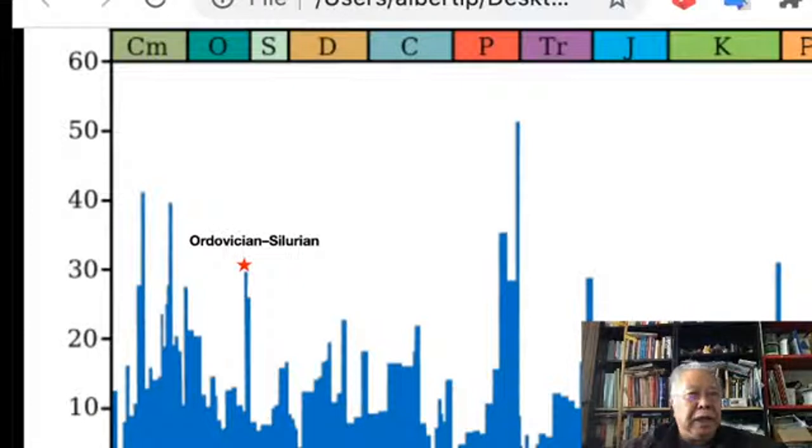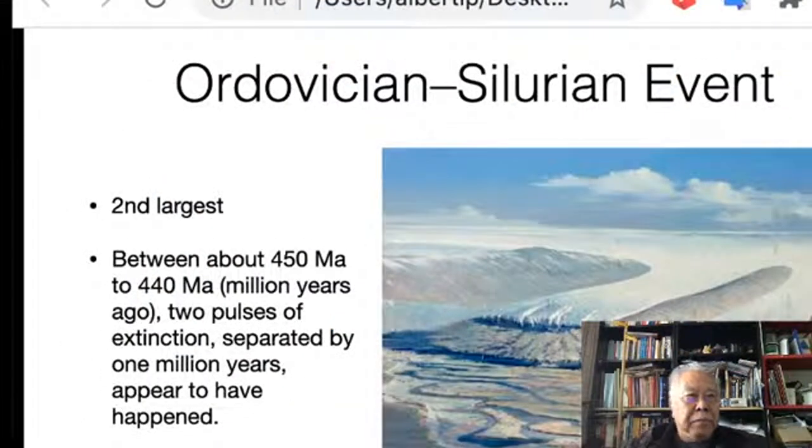Ordovician. So it is in between these two geological time scales. We will name it the Ordovician-Silurian extinction, or you can pronounce it correctly with the name. For this event, it is said to be the second largest, occurring between 450 to 440 million years ago. There are two pulses which are separated only by about 1 million years.